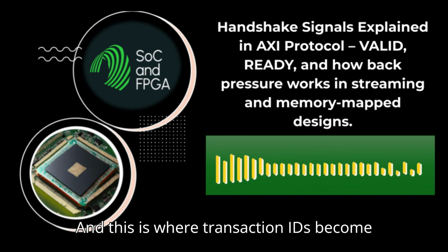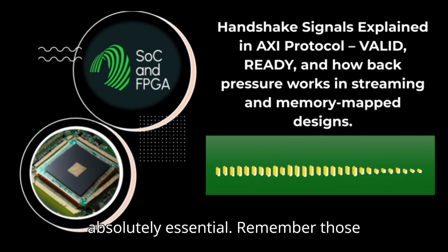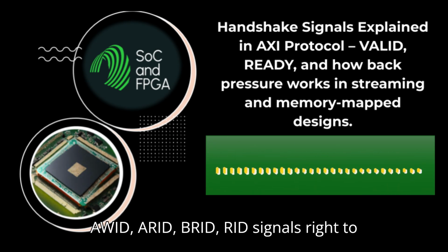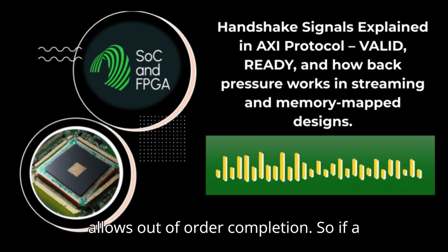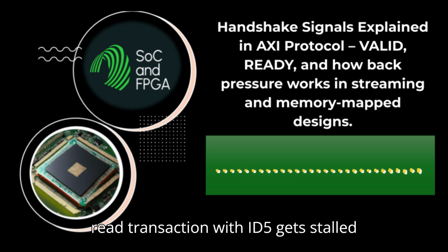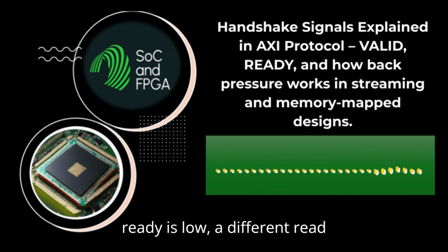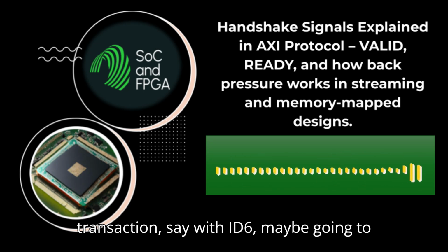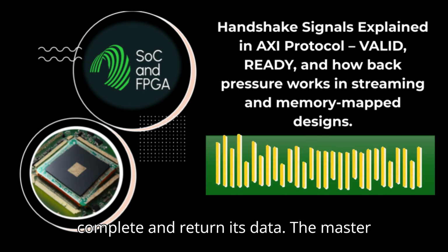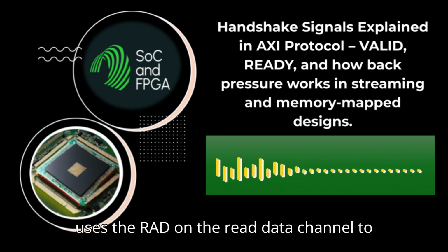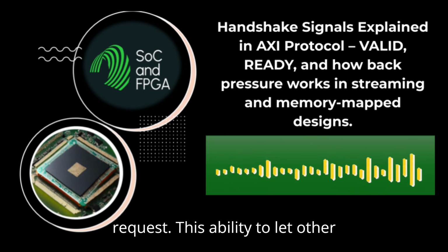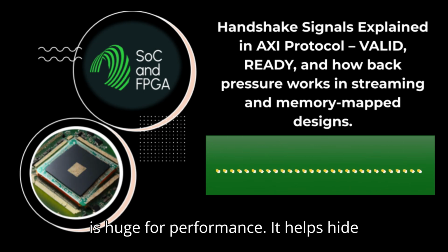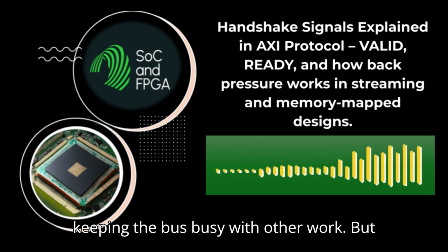Exactly that scenario. And this is where transaction IDs become absolutely essential. Remember those AWID, ARID, BID, RID signals? Right, to tag different requests. Yes. And AXI allows out-of-order completion. So if a read transaction with ID 5 gets stalled because the master isn't ready, where ready is low, a different read transaction, say with ID 6, maybe going to a faster part of memory, can still complete and return its data. The master uses the RID on the read data channel to match the incoming data to the original request. This ability to let other transactions proceed while one is stalled is huge for performance. It helps hide the latency of the stalled transaction by keeping the bus busy with other work.